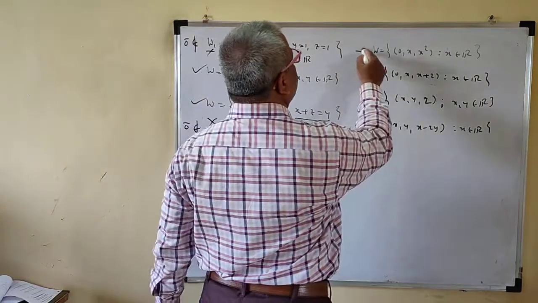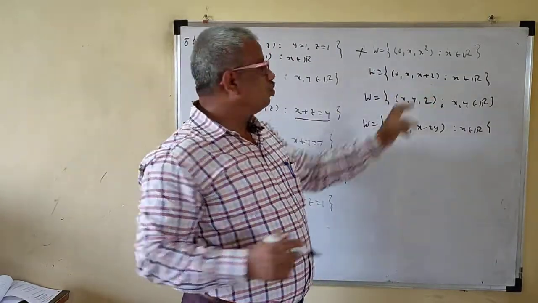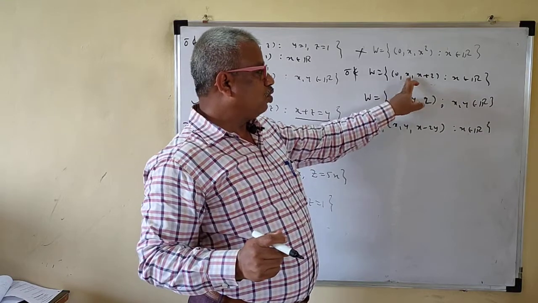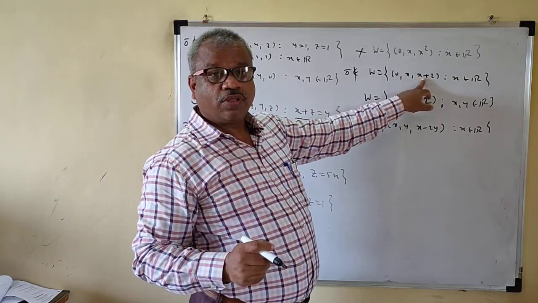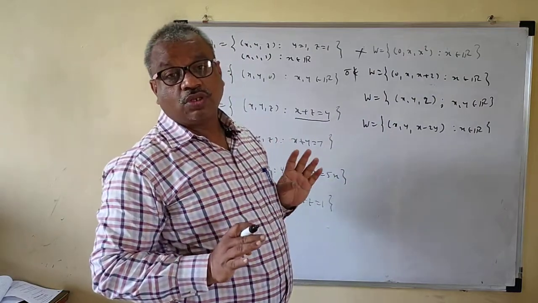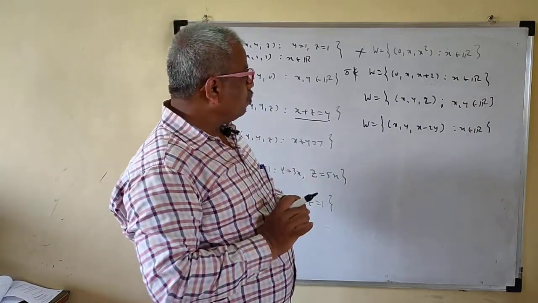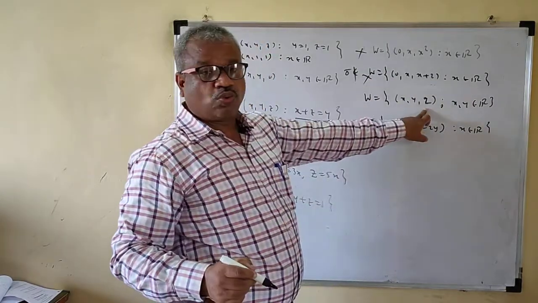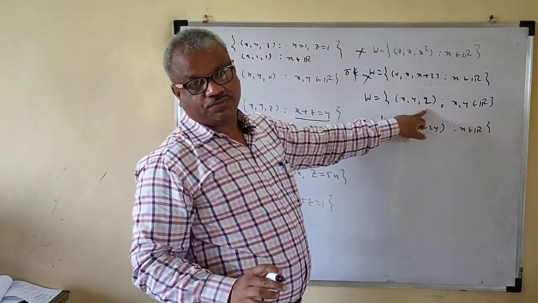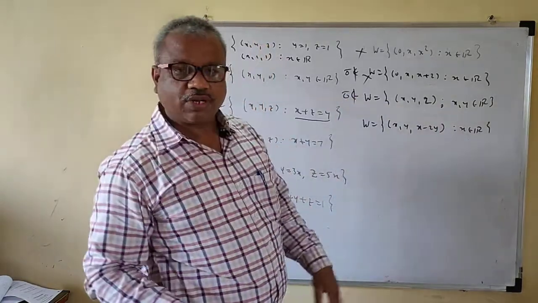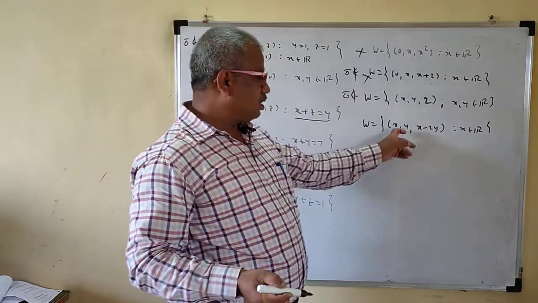Something like this. Again here, 0 bar does not belong to W, because 0, 0, here 2. So that means 0 bar does not belong to W. This is not a subspace. Again here, your Z coordinate is always 2. So that means 0 bar does not belong to this.